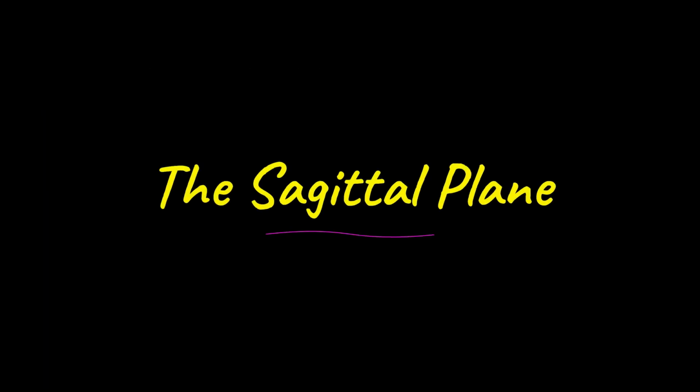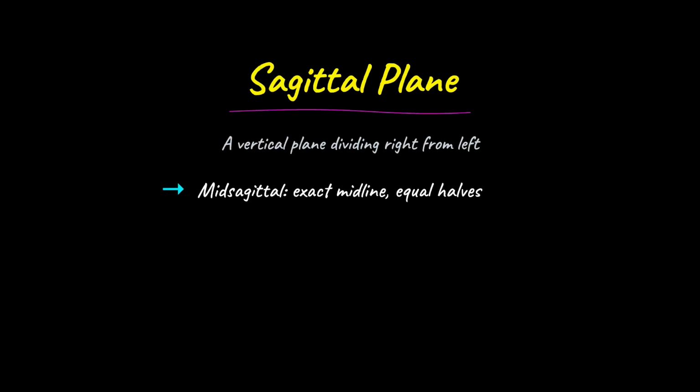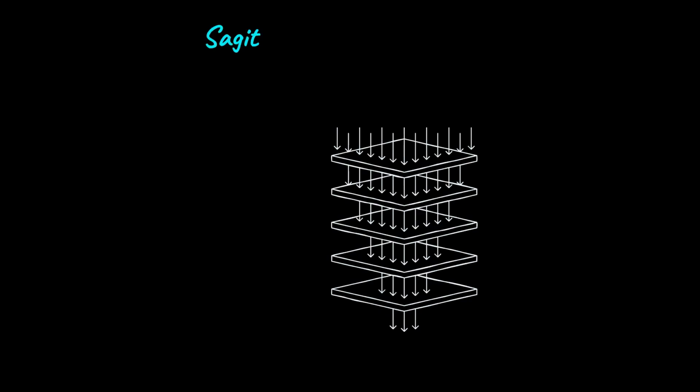Let's break down the sagittal plane and how it fits with the other anatomical planes you'll see on exam day. The sagittal plane is a vertical plane that divides the body into right and left portions. The mid-sagittal plane runs exactly along the midline, creating equal halves, while off-midline sagittal cuts still separate right from left, but produce unequal portions. Students often confuse the three standard planes. Sagittal divides right from left, coronal or frontal divides anterior from posterior, and transverse is horizontal, dividing superior from inferior. Oblique planes are angled and don't align with any of these.